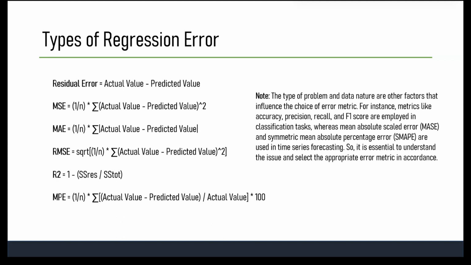Then we have R squared, which we also call R2. It is the proportion of variance in the dependent variable that is explained by the independent variable in the model.